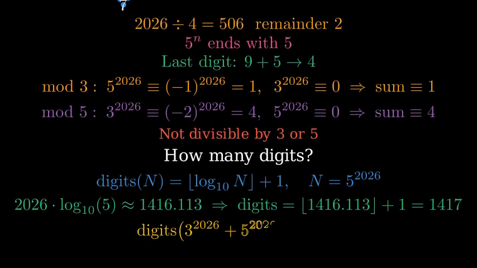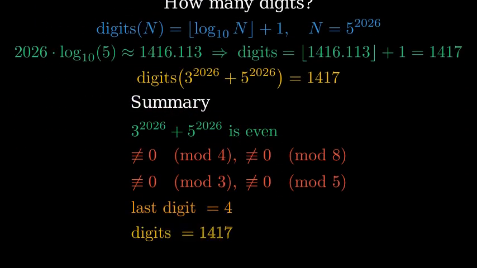Adding the smaller 3 to the power of 2026 does not change the digit count, so the sum also has 1417 digits. Summary: it is even, not divisible by 4 or 8, not divisible by 3 or 5, and its last digit is 4. It has 1417 digits. These facts were found without computing the number itself, by using modular arithmetic and logarithms.